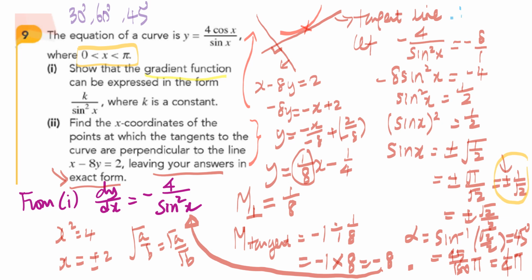So therefore, your values will be x equals 1/4 pi, which is your first quadrant. Second quadrant will be pi minus alpha, which is pi minus your 1/4 pi, gives you 3/4 pi. Okay, so your x coordinates of the points at which the tangents to the curve are perpendicular to the line will be 1/4 pi and 3/4 pi.